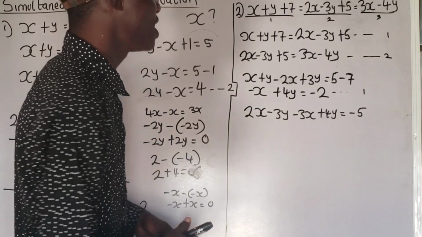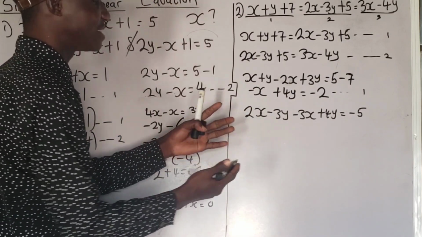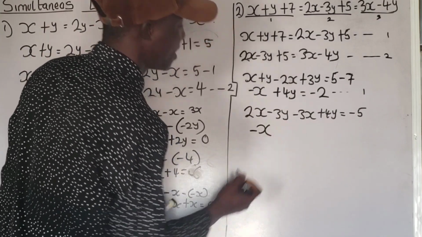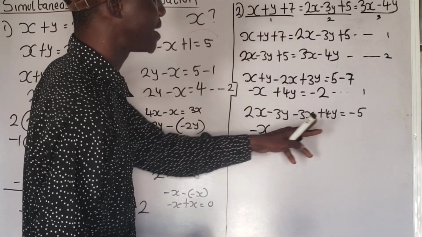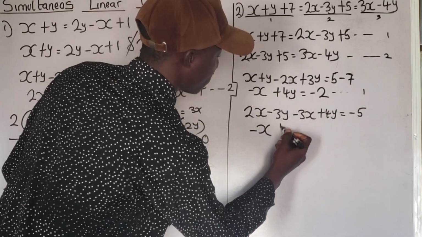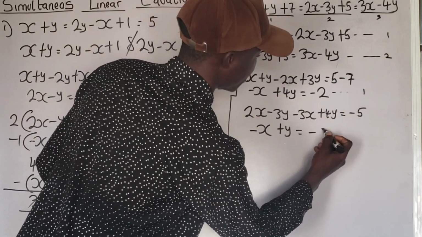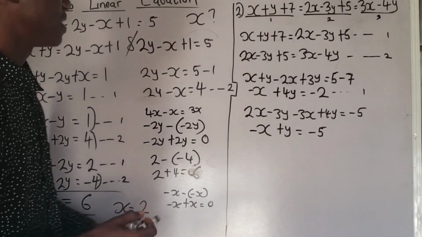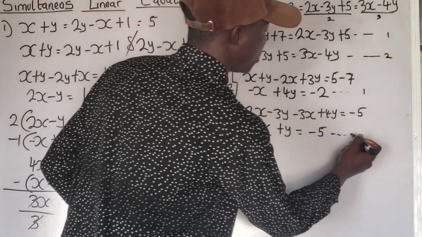Are you paying attention? So, now, from this point, we can add 2x minus 3x. That will give me negative x. Negative 3y, positive 4y, that is what? Positive y, equals to negative 5. I'm very sure you understood how we got here. Now, you can see we have equation 1 and we have equation 2.